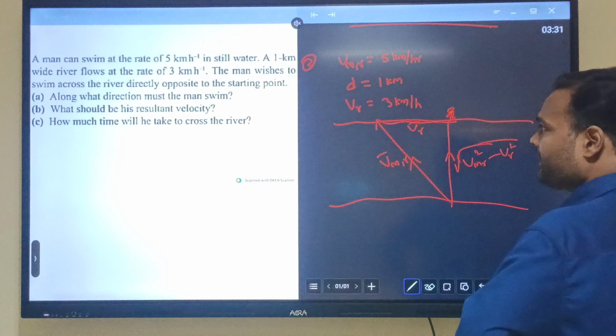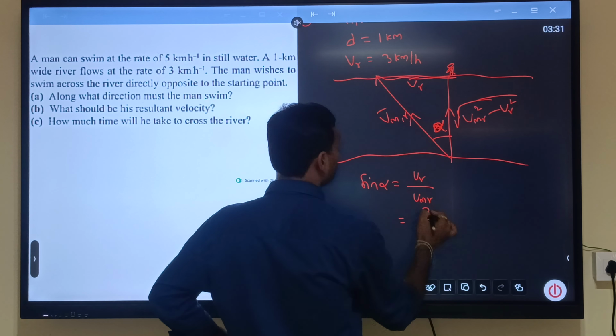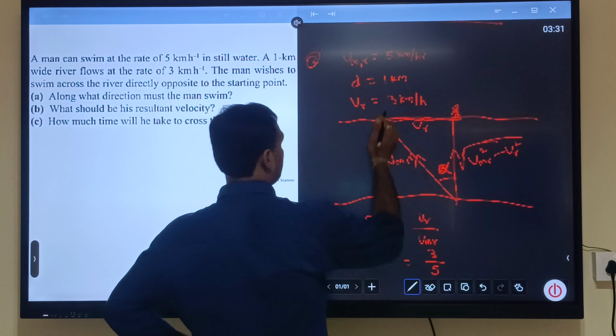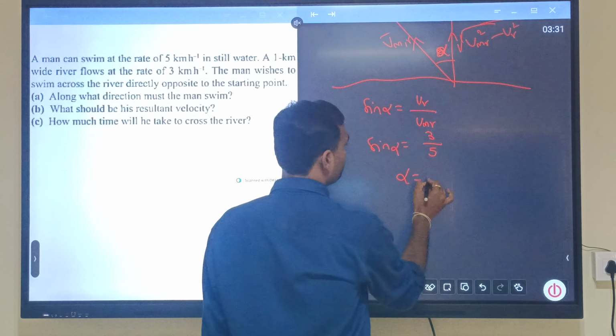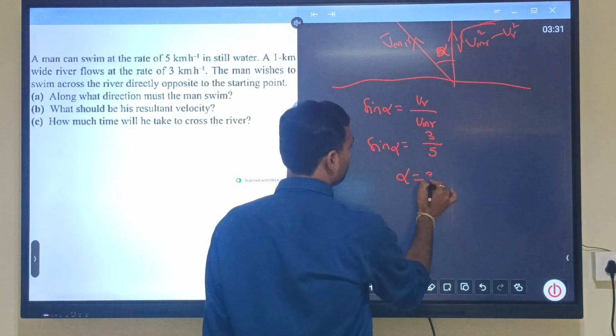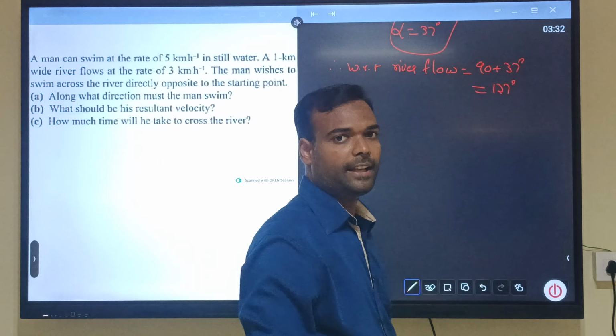Along what direction must the man swim? Now this is angle alpha. As usual, again the same condition, sin alpha is equal to vr by vmr. Then vr is equal to 3, vmr is equal to 5. Then alpha is equal to 37 degrees. So with respect to river flow, that is the positive x-axis, he has to move 127 degrees. First bit has been completed.